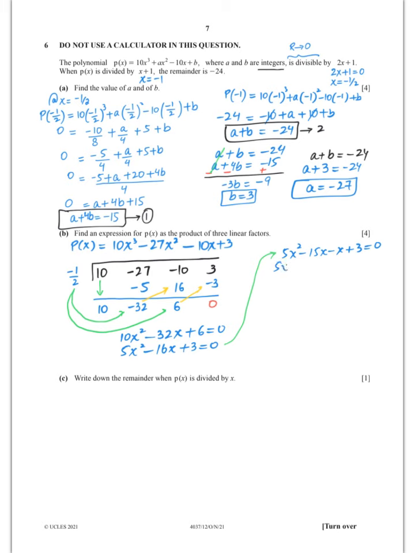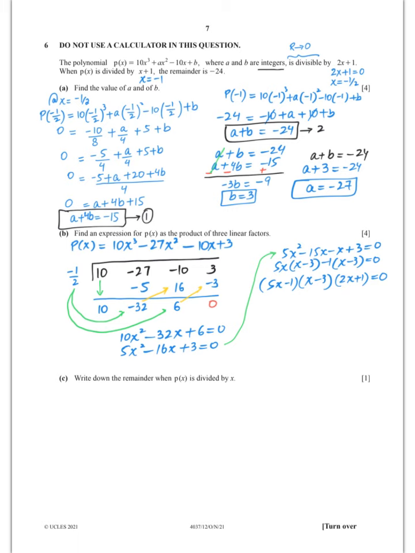Taking common 5x, it will be x minus 3. Taking common minus 1, it will be x minus 3 is equal to 0. So you will get 5x minus 1, you will get x minus 3, and the first factor that is already given in the question, that is 2x plus 1. So these are the three factors asked in this question to find out.